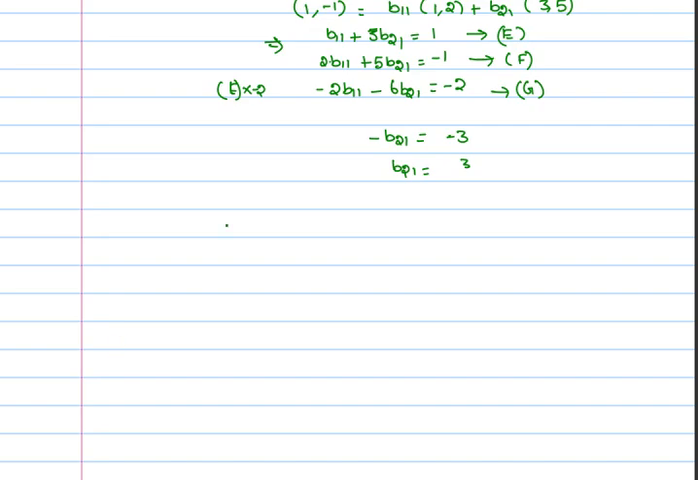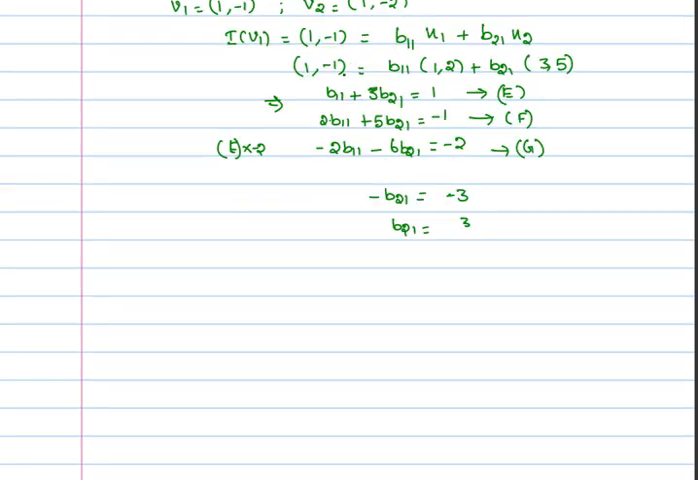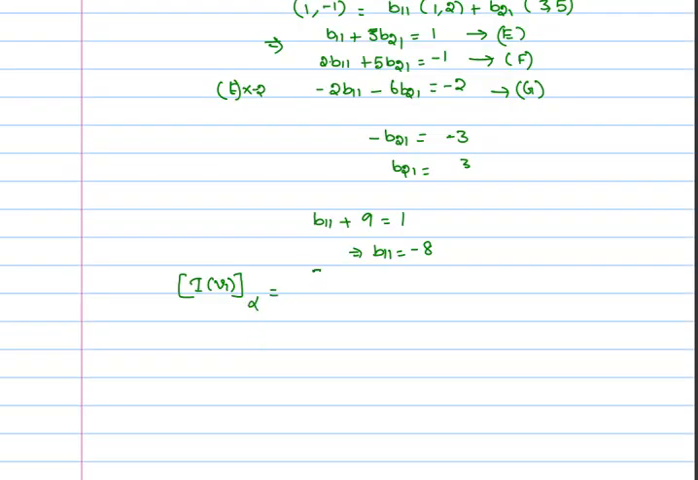My next step: once you know B21, you apply it here. So B11 plus 9 equal to 1. This implies B11 equal to minus 8. So the coordinate vector of I of V1 in terms of alpha is (-8, 3). Similarly, we have to evaluate I of V2.